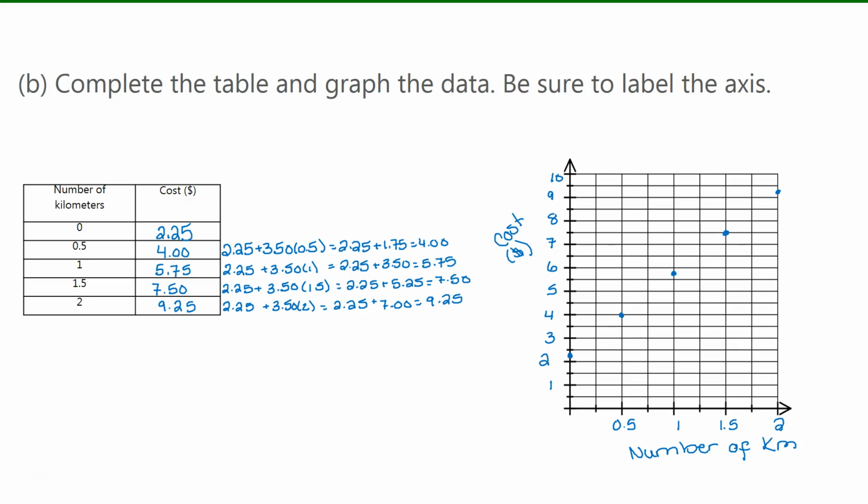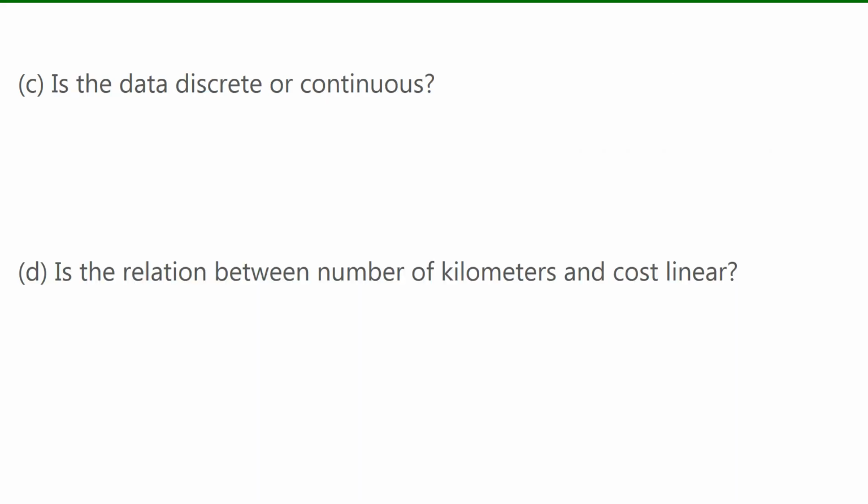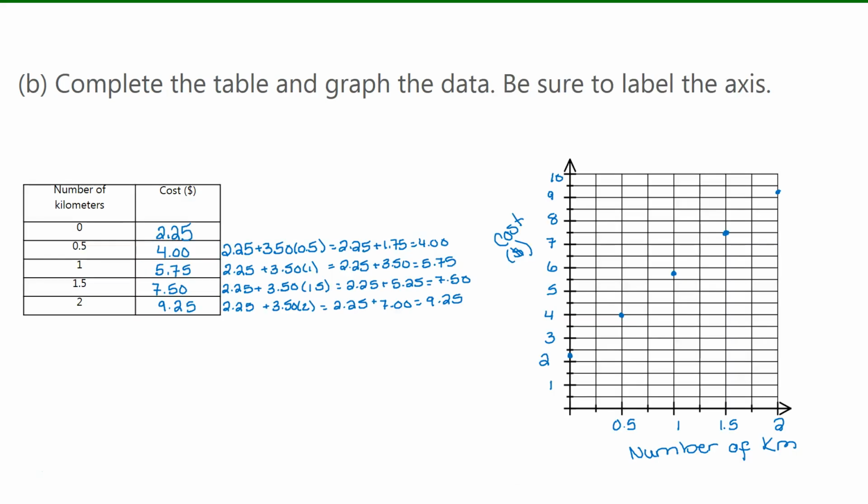Now if we look at part C, it asks us if the data is discrete or continuous. So we need that to know if we are going to connect these points. So if we look at the graph, we need to ask ourselves if we can have values in between the ones that are plotted. So can I drive any amount of kilometers in between 0 and 0.5, for example? Can I drive 0.3 kilometers? Yes. Can I drive 0.42 kilometers? Yes. So because I can take on any value, that means that I can join up the points and say that this is continuous.